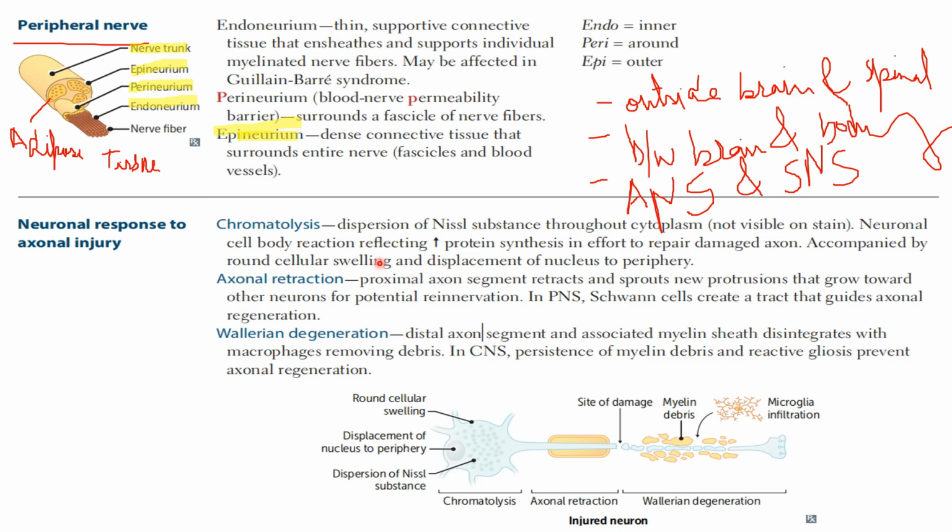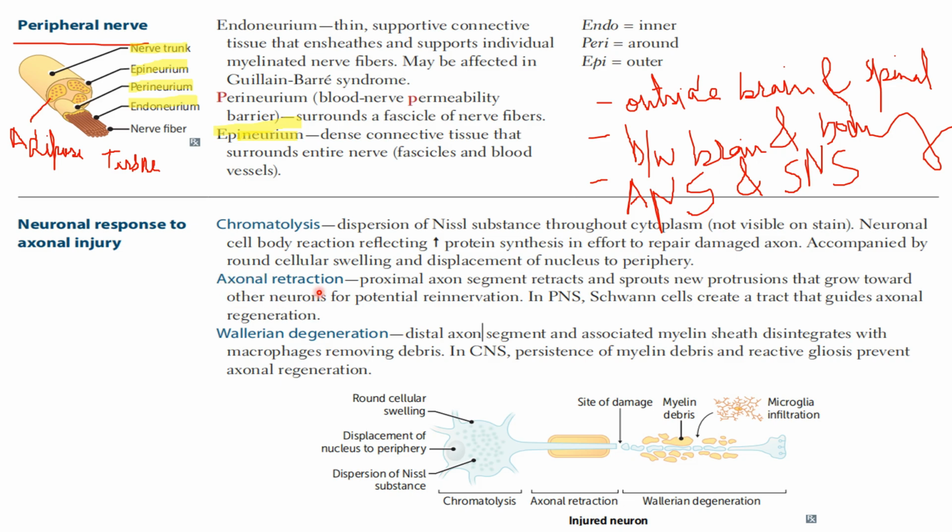In order to regenerate the axon, the ribosomes, the Nissl substance, are involved. The neural cell body reaction is going to reflect high protein synthesis in an effort to repair the damaged axon, which is often accompanied by inflammation and is going to give you a round cellular swelling.